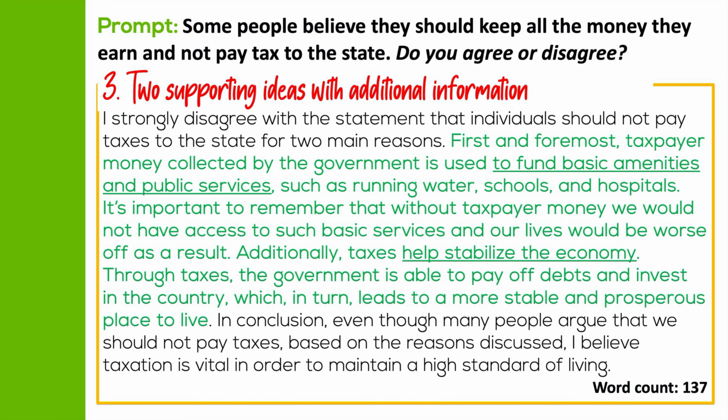The third point I want to highlight is that I included 2 supporting ideas with additional information. These 2 supporting ideas are very closely related to my topic sentence, which is very important to do. The 2 ideas are underlined. The first one is to fund basic amenities and public services, and the second idea is to help stabilize the economy. In order to provide more information to my supporting ideas, I provided examples, things like running water, schools and hospitals, and I discuss the implications, which in turn leads to a more stable and prosperous place to live.